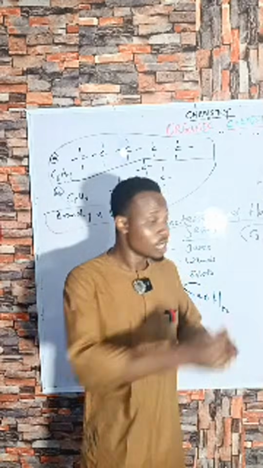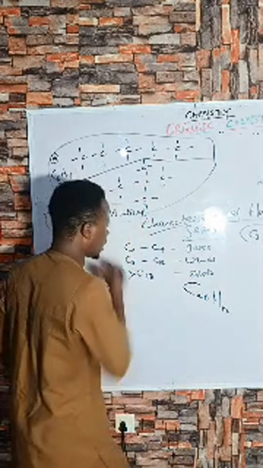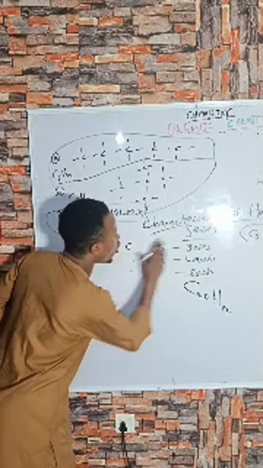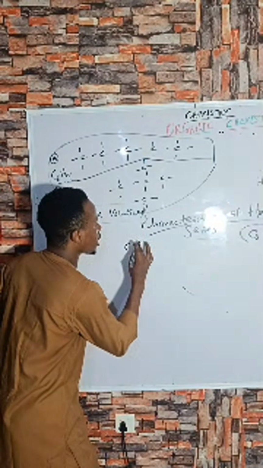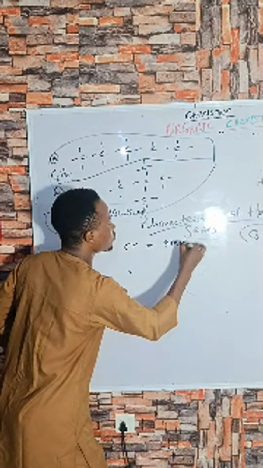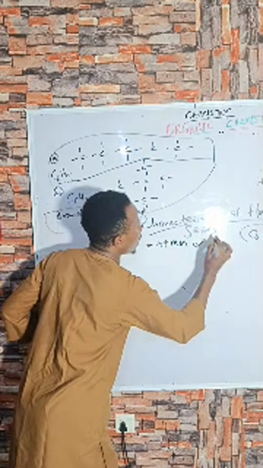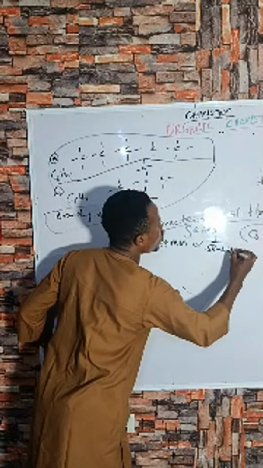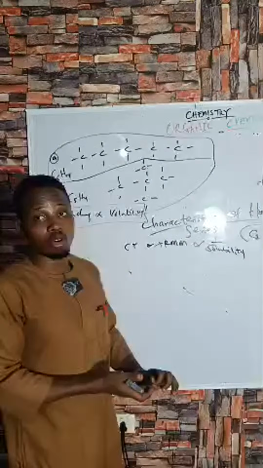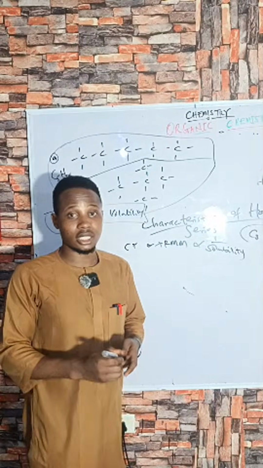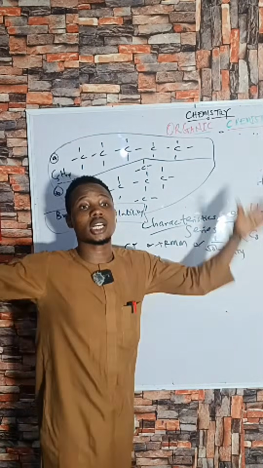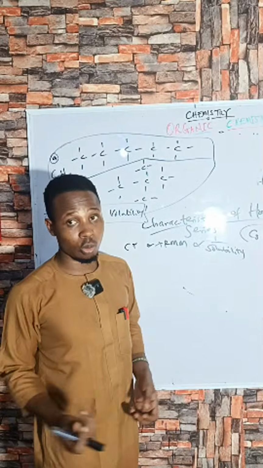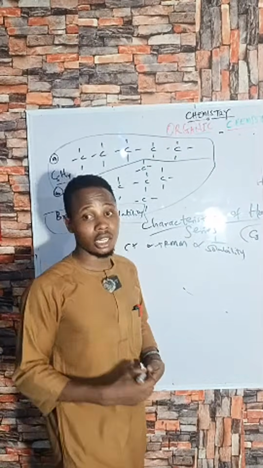So what I'm trying to bring up there is that the more the carbon atoms, or the more the relative molecular mass, it is inverse to the solubility. That means solubility decreases with carbon atoms or relative molecular mass. Do you get? Okay, so that is for solubility. The more the carbon atoms, the lesser the solubility. The more the relative molecular mass, the lesser the solubility.